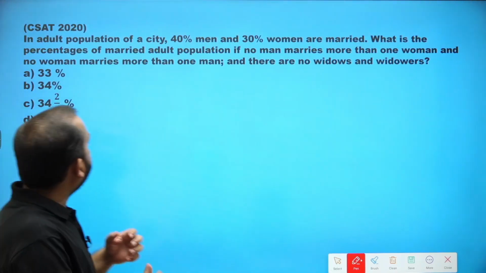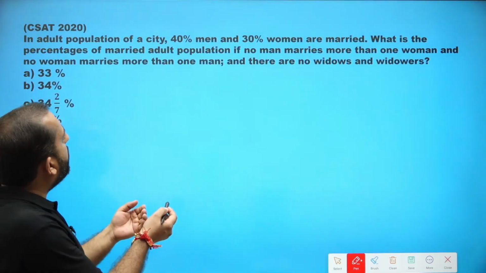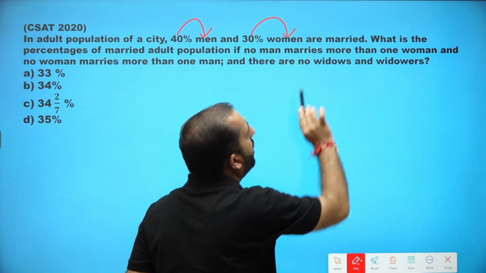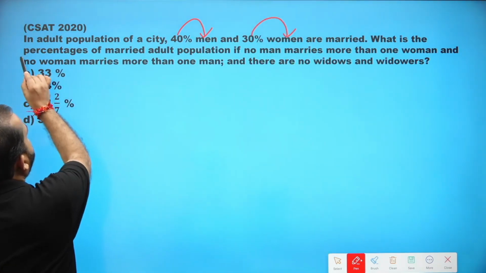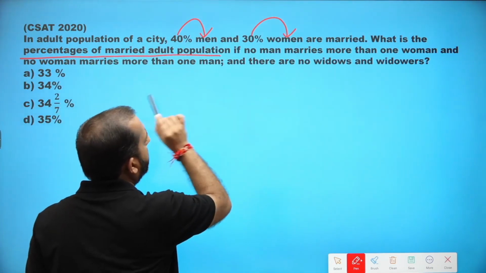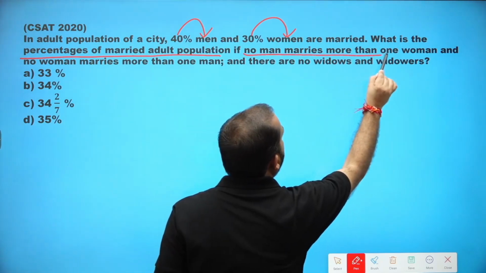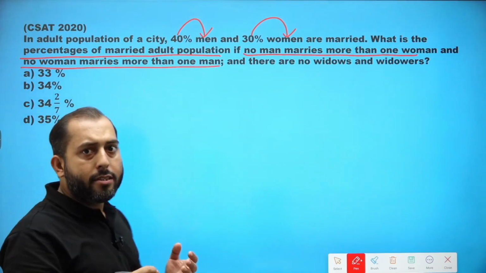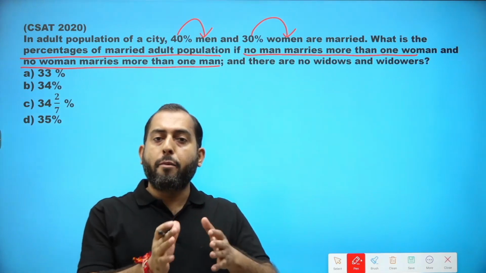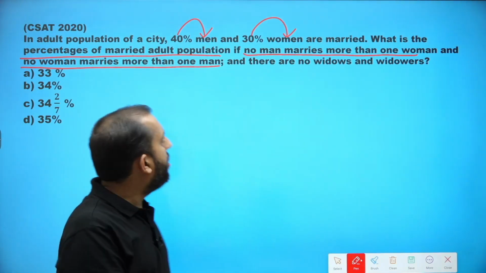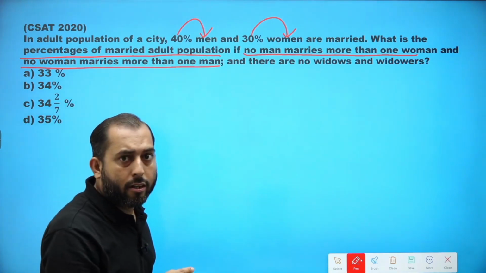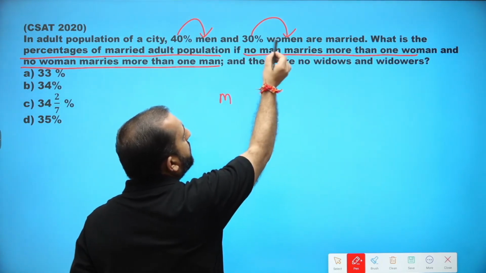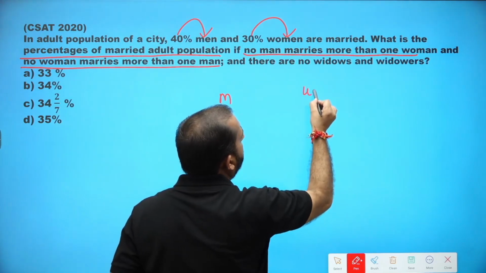This question says, in the adult population of a city, 40% men and 30% women are married. What is the percentage of married adult population if no man marries more than one woman and no woman marries more than one man? It means the number of married men and number of married women must be the same. Do you know how many men are there? No. So let's say total number of men are M. Do you know how many women are there? No. Let's say total number of women are W.